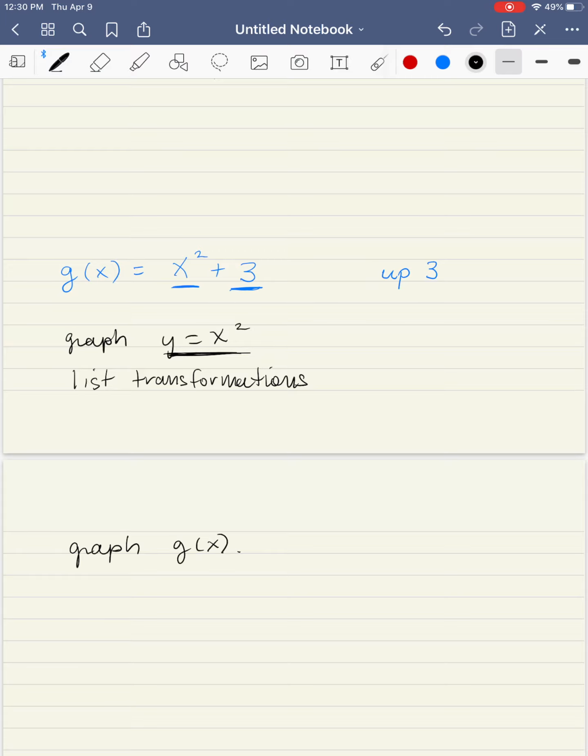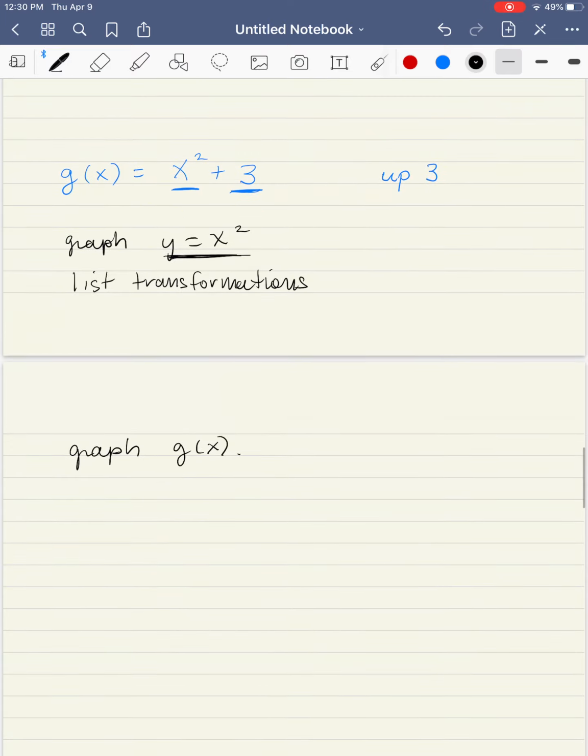This is where knowing your basic functions and being able to quickly and easily graph those is going to be useful. So my first step is to graph y equals x squared. Go ahead and do that, plotting those 3 points, x equals -1, 0, and 1, as we did a few minutes ago. Then list your transformation, and then move each of those 3 ordered pairs up 3 units, and then draw your new graph. You see if you can do that, and then I'll do it.